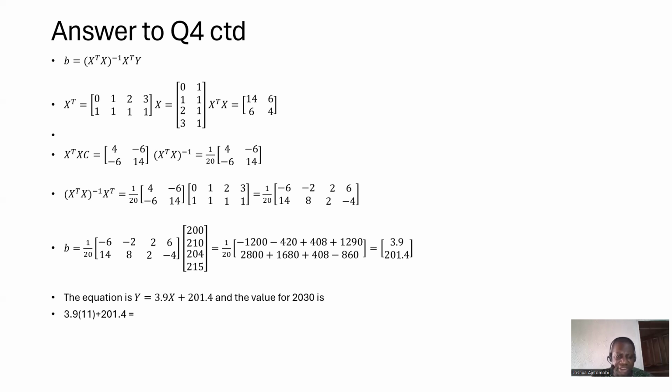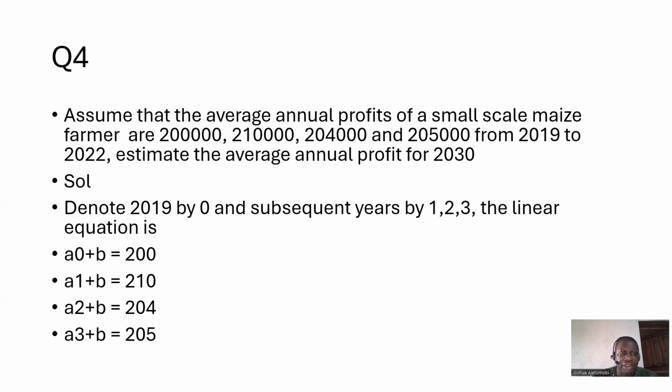And the value for 2030, let us not forget that for 2022, the value of our x is 3. So which means by 2030, the value will be 11. So we multiply 3.9 by 11 and add 201.4 to it. So if we carry out that calculation, that will be our value for 2030. So that will be the profit. Quickly just do the calculation.